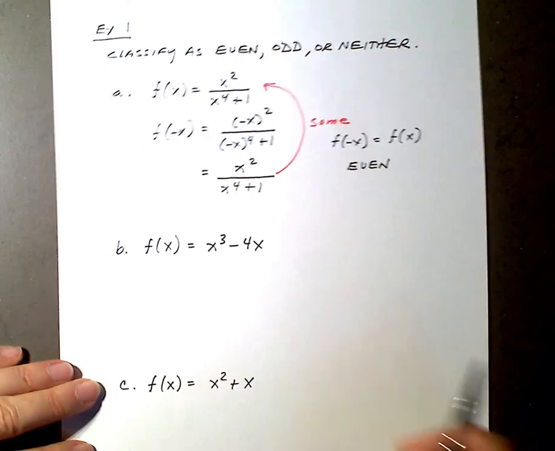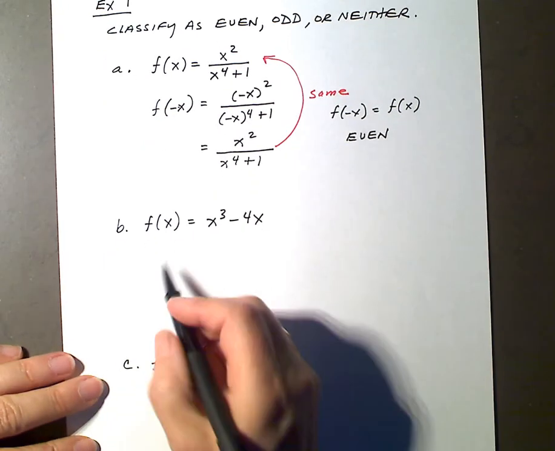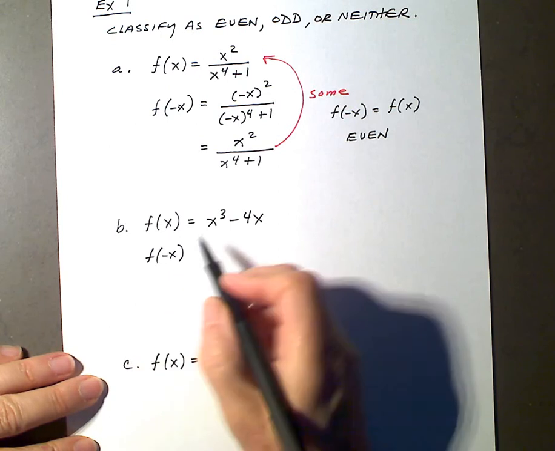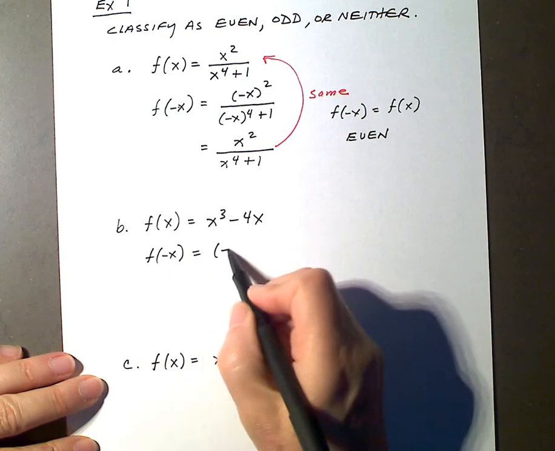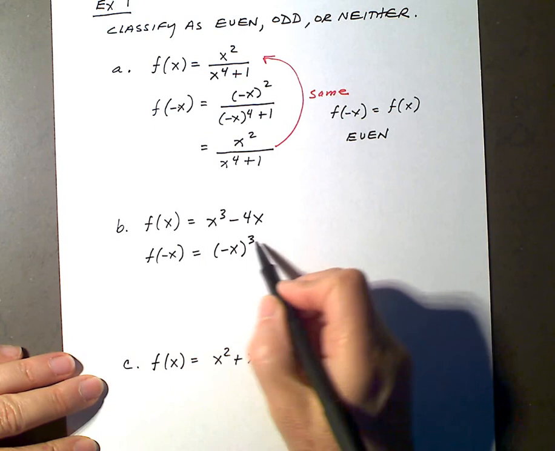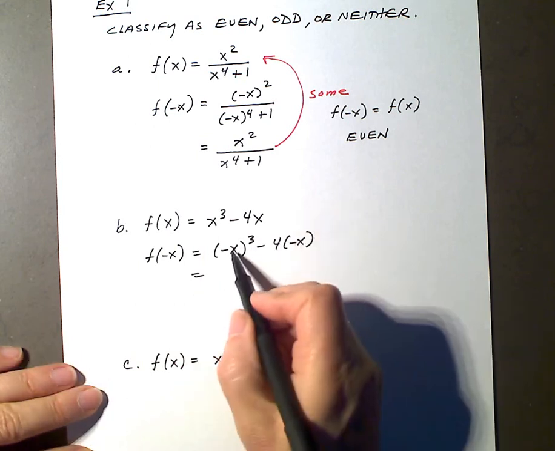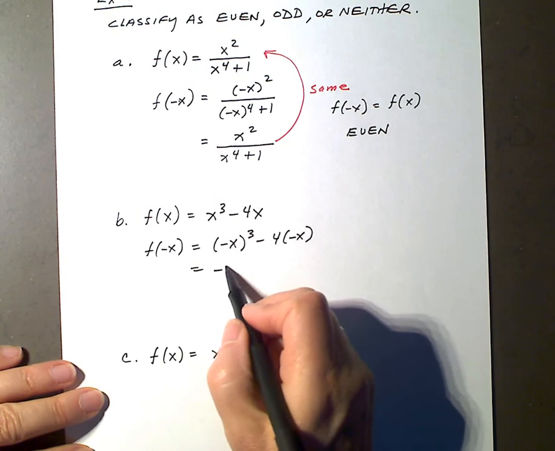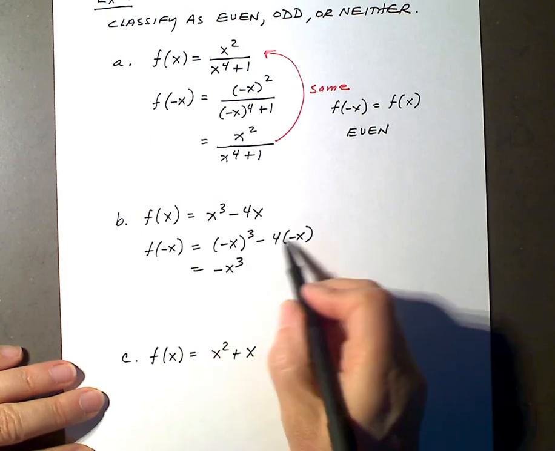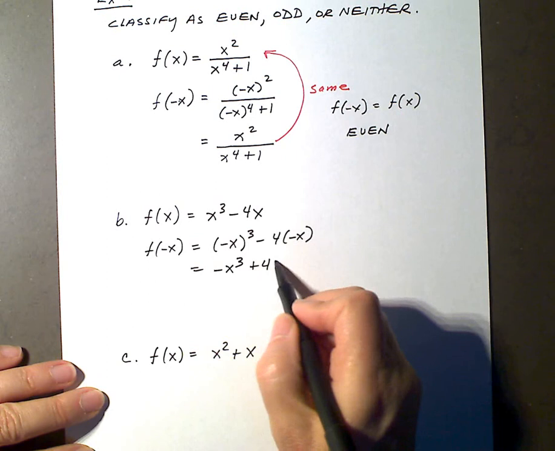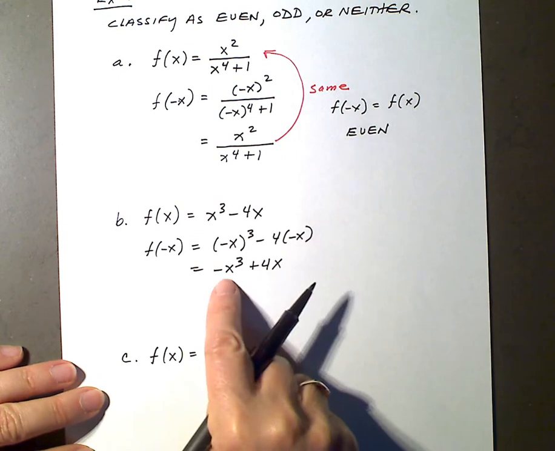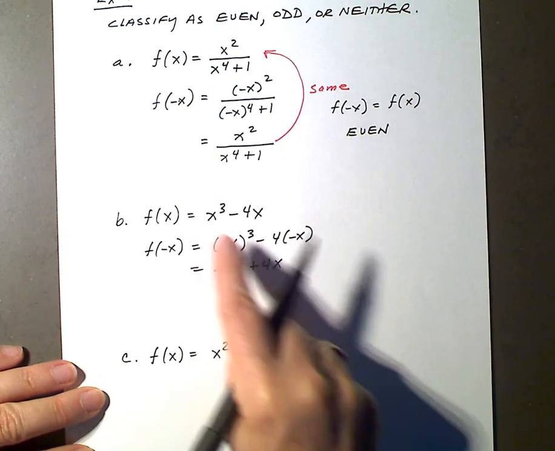Okay, the next one, part B, I'm going to do the same thing. F of negative x. So where there's x's, I put in negative x's. And I simplify. When I raise a negative base to an odd power, it becomes a negative. And this is negative 4 times negative x, or plus x. And I look up here, and I see that this is a negative when that was positive, and this is a positive when that was negative.